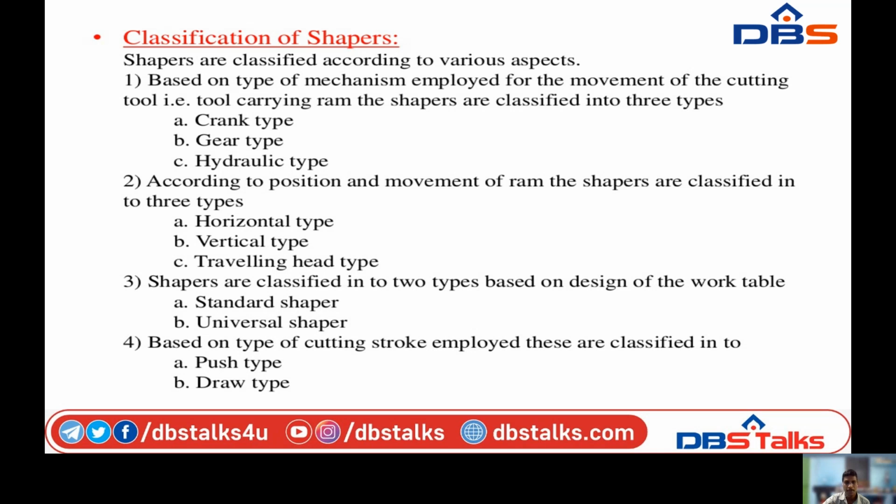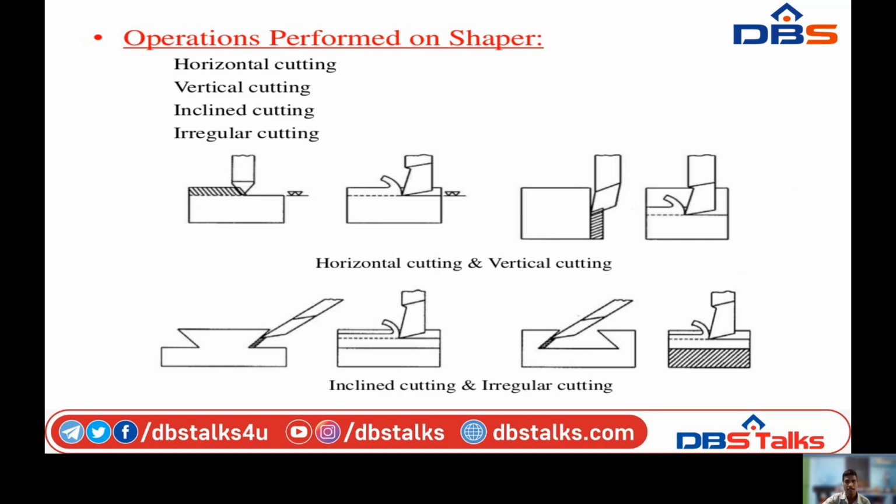Based on type of cutting stroke: push type and draw type. Pushing means we are giving some pressure, that means we are giving some force to the stroke. We are giving force only in the forward stroke. Draw type means pulling, pushing and pulling. These are the two types of cutting stroke. Next, operations performed on the shaper machine.